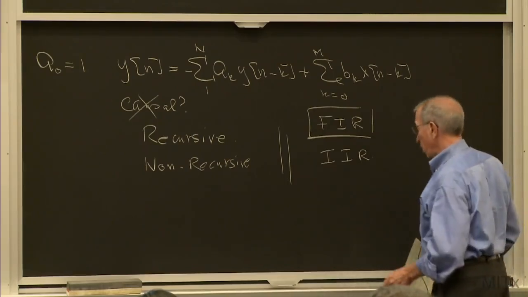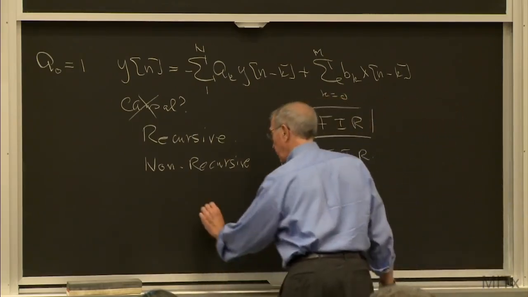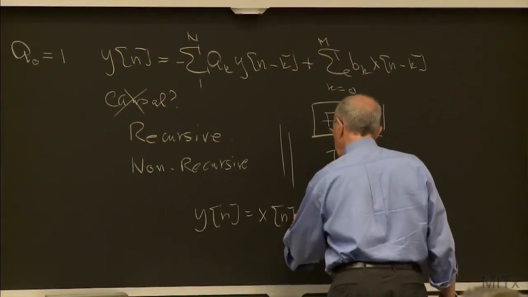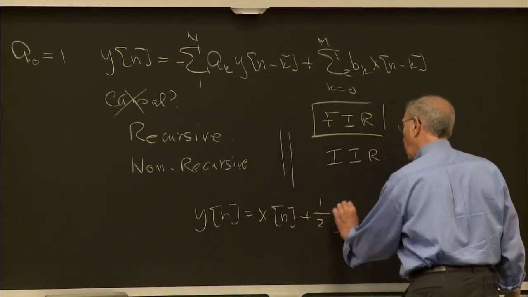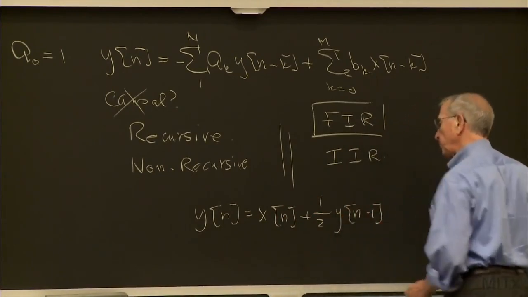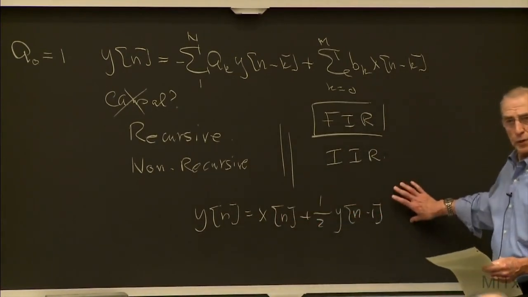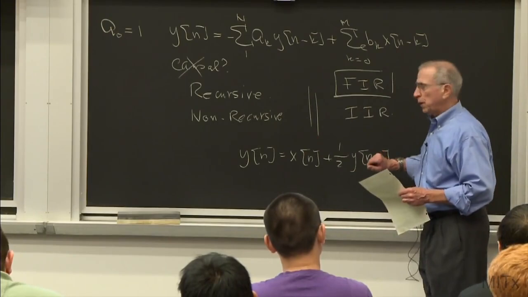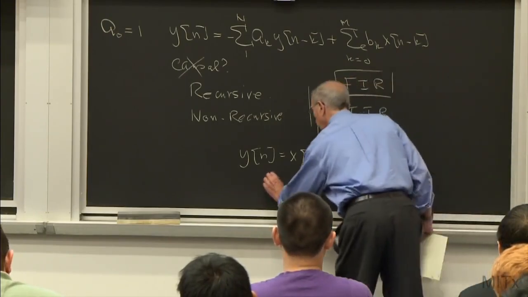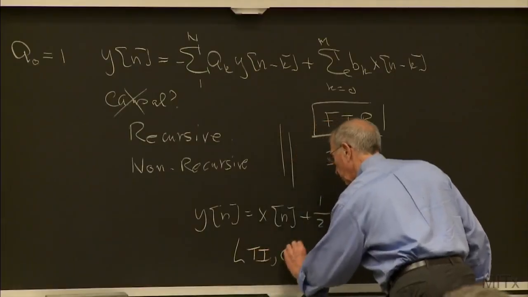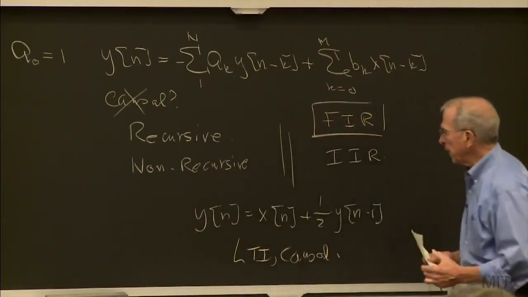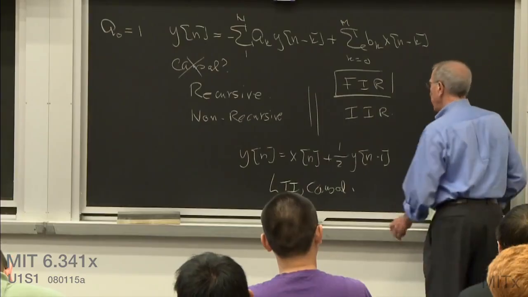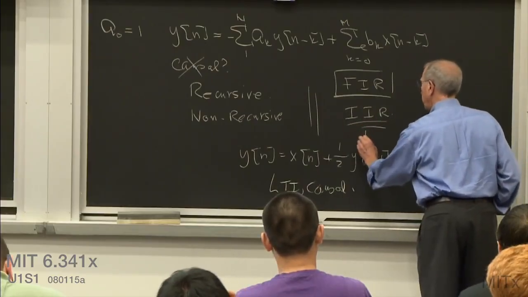On the other hand, if I wrote an equation that said y of n is equal to x of n plus a half y of n minus 1, and I run this equation, the impulse response, assuming this is LTI and causal, so that's the additional information I'm giving you, LTI and causal, this impulse response is going to go on forever. So this one is going to be IIR.